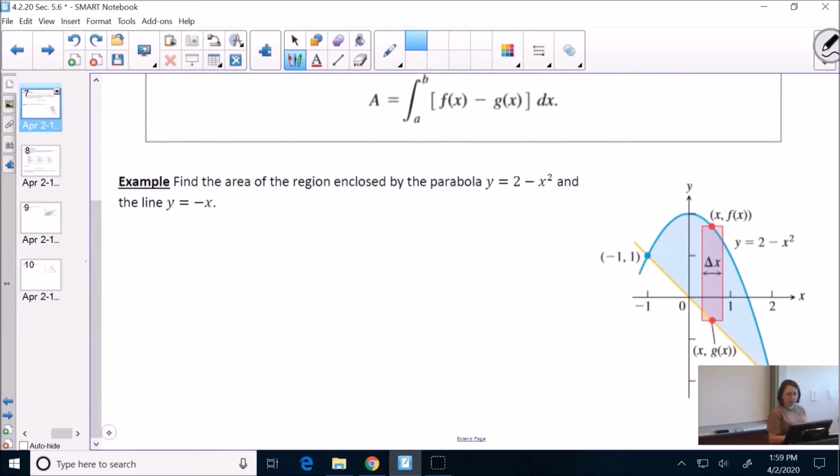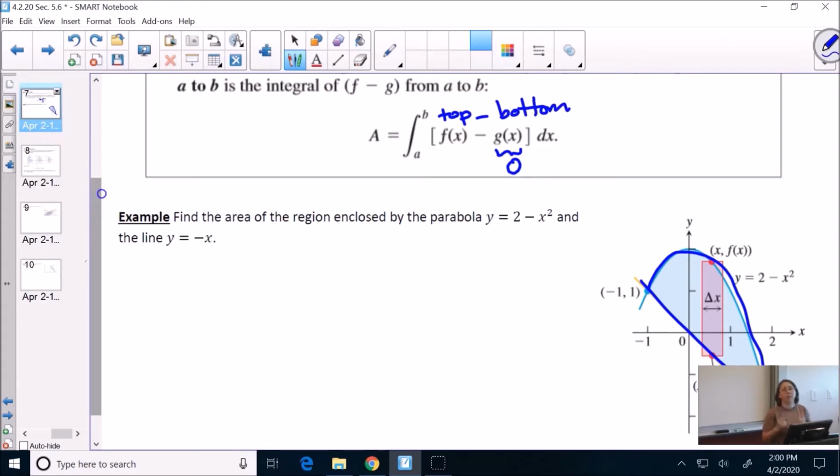What you're going to do is you're basically going to integrate the top minus the bottom. So previously, your bottom would have been the x-axis. X-axis, though, as a function is just y equals 0. So that didn't actually do anything. So why do we have to worry about it? We just integrated the function. Now, we're going to integrate the top function minus the bottom. So always think top minus bottom.